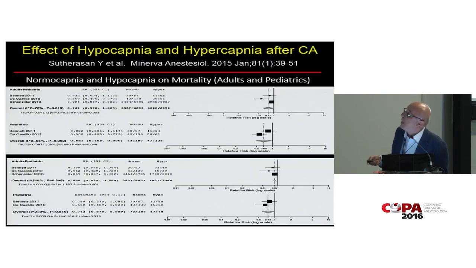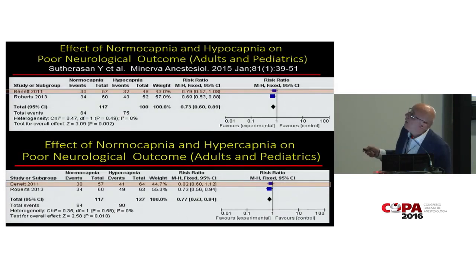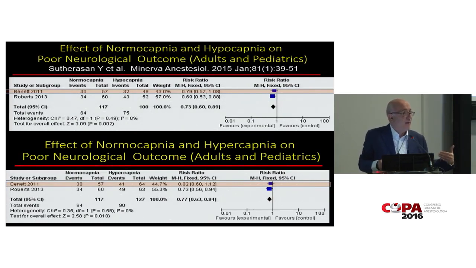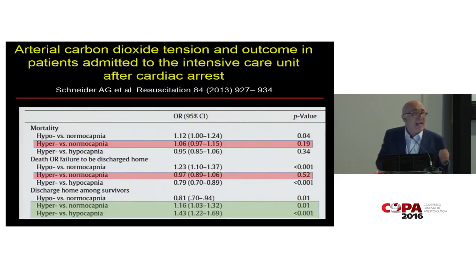What about normocapnia and hypocapnia? There is clear evidence that hypercapnia is associated with a worse outcome, as well as hypocapnia. So hypercapnia and hypocapnia were associated with worse outcome. And also there was an association with poor neurological outcome. However, while hypocapnia, so less than 35, should be absolutely avoided, there is much more discussion about hypercapnia after cardiac arrest.